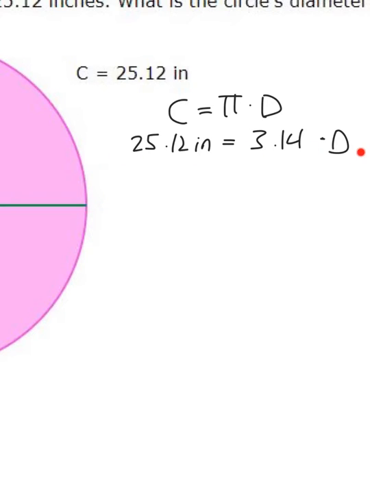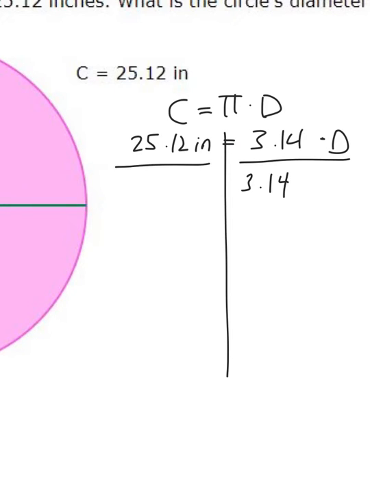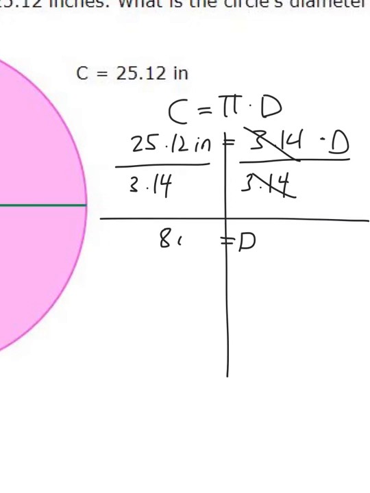Anytime we have an equation with a variable in it like this, and we want to figure out the value of the variable, we just have to get the variable all by itself. So to get rid of this 3.14, we're going to divide by 3.14, and we just have to make sure we do that on both sides of the equation. So this is going to end up canceling out and getting the diameter all by itself. And if we do 25.12 divided by 3.14 on the calculator, it gives us 8. So our answer is going to be 8 inches.